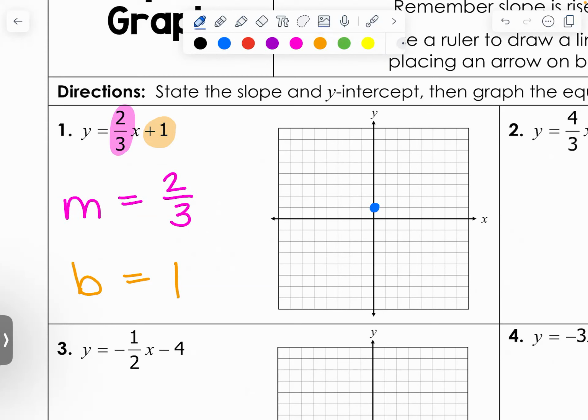Our slope is 2/3. So from our coordinate, we're going to do rise over run to get our next point. So I'm going to rise 2 and run 3. Easy. And here's our next coordinate. I am going to rise 2 and run 3 to get our next coordinate.